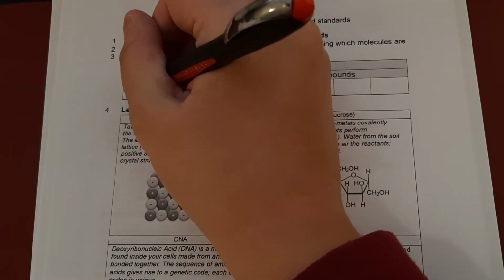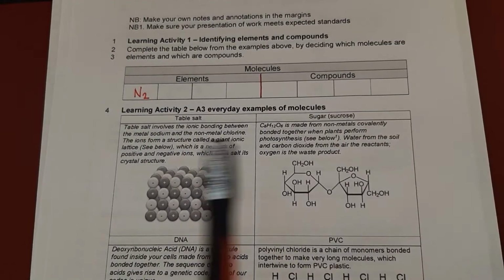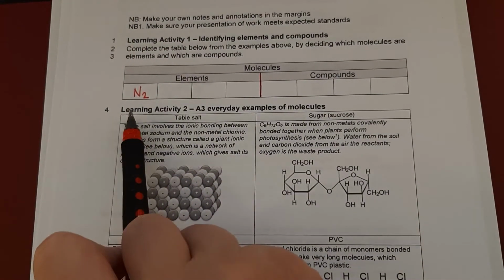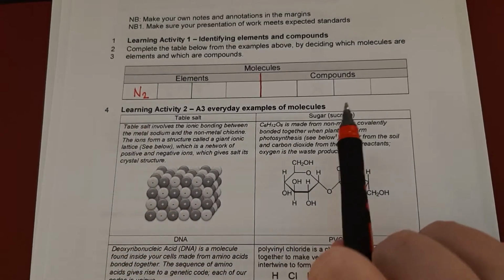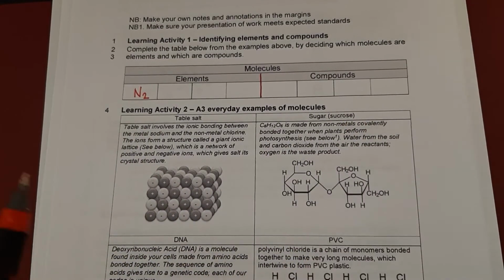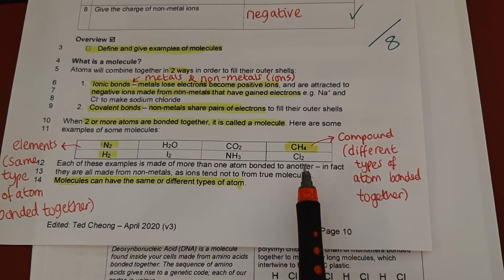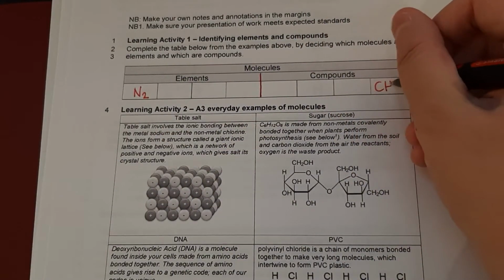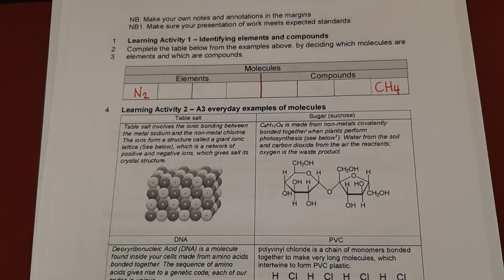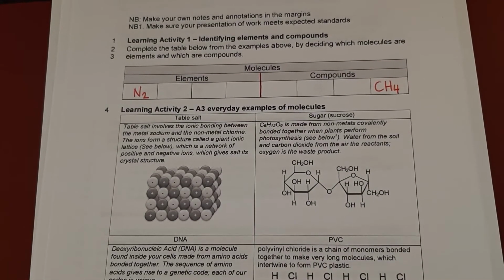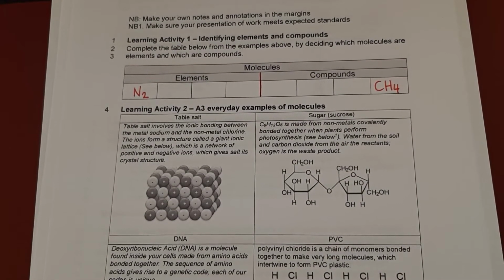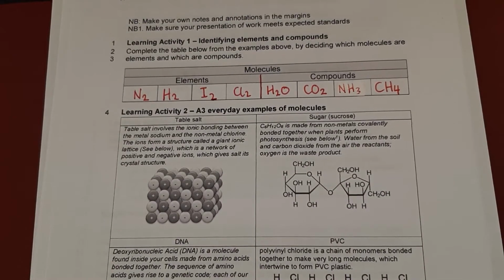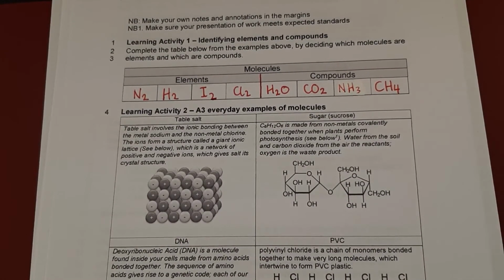So we can fill in N2 as an element because it's atoms of the same type. On the other side, we had CH4, an example of a compound, so we can write that in the compound side. Now what I want you to do is complete this table. Pause the video whilst you do so. Okay, so here are the answers that we'll go through together.